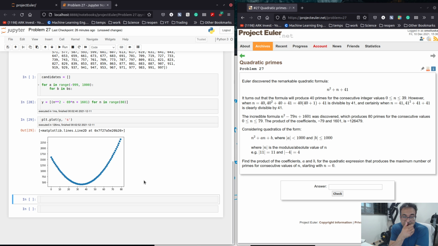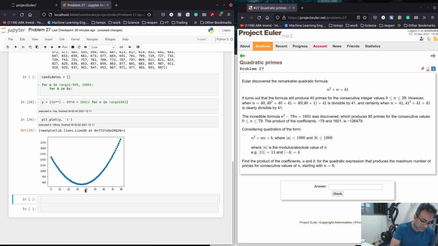Interesting. And those are all primes. What's the center over here? The place where it becomes a minimum. Do we know? Can we figure this out? We should be able to figure this out.